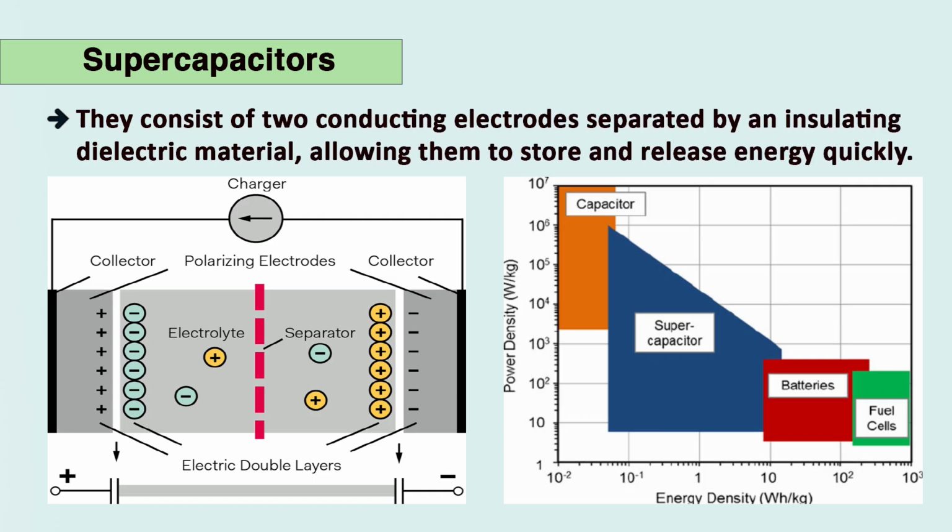In the supercapacitor we have two conducting electrodes which are separated by an insulating dielectric material, which allows them to store or release the energy quickly. So basically supercapacitors are capacitors which can release or store energy quickly. Whenever a sudden energy requirement comes into the picture, the supercapacitor will be a preferable choice.